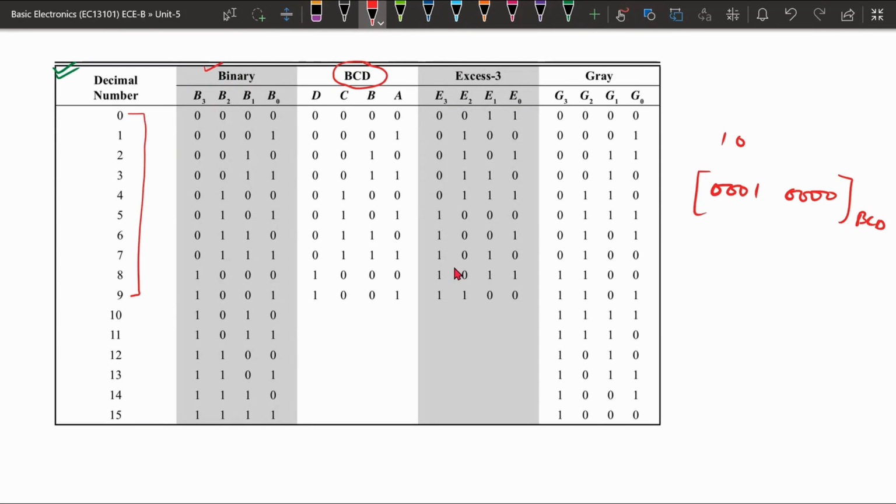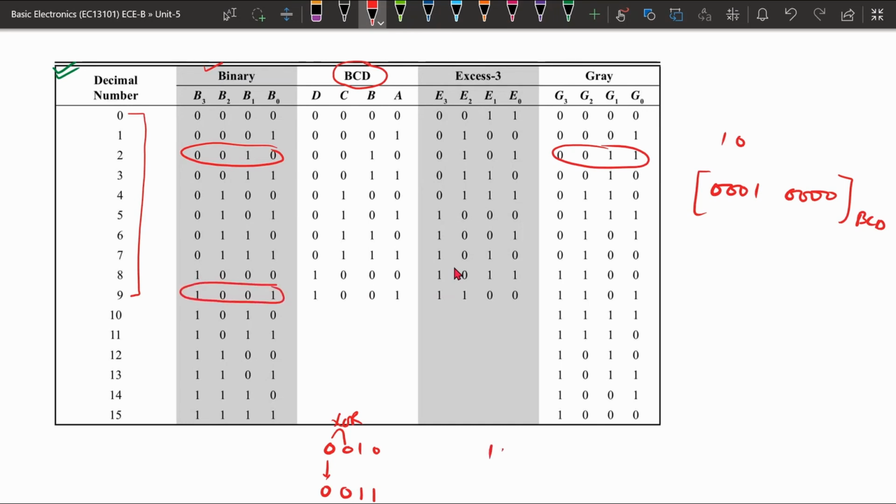So if binary is given, we get the gray code by using the XOR gate. If it is 0010 and you want to find the gray code, the first 0 is put as it is here, then we take the XOR of the next pairs. XOR of these two gives 0, XOR of these two gives 1, XOR of these two gives 1. So if it is 0010, its gray code will be 0011.